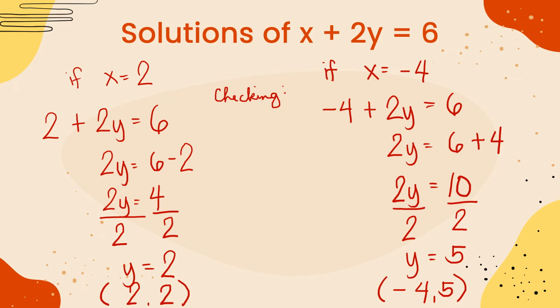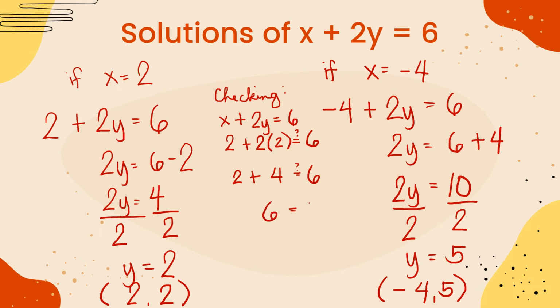So if we are going to check, that will give us, again, our linear equation is x plus 2y is equal to 6. Ang value ng x na nakuha natin ay 2. So we have 2 plus 2. Ang value ng y ay 2. Equal kaya siya? So we are going to place a question mark here kay 6. So we have 2 plus 2, 2 times 2 is 4. Equal kaya yan kay 6. What is 2 plus 4? Correct. That is 6 is equal to 6.